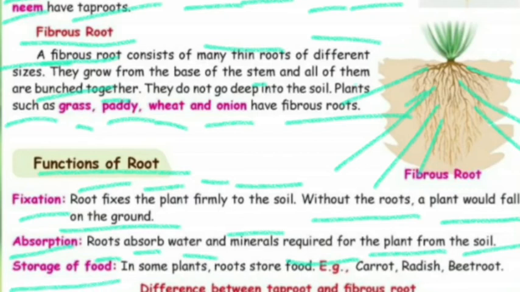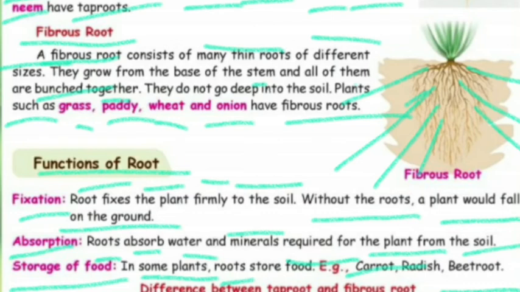Now storage of the food. In some plants, root stores food. For example, carrot, radish and beetroot. Only taproot can store the food. Children, only taproot can store the food. Stem also stores the food, which you will study in higher grades, but later on. But here only taproots are storing the food.